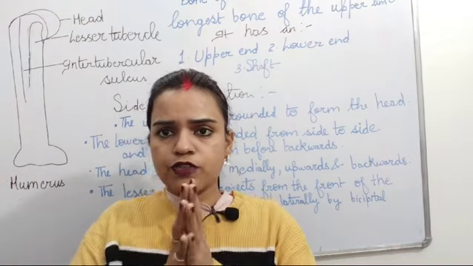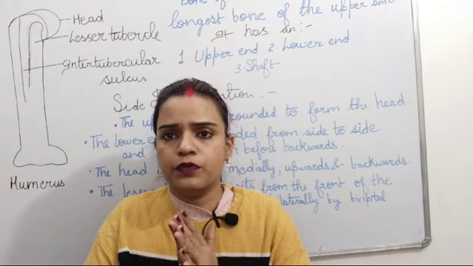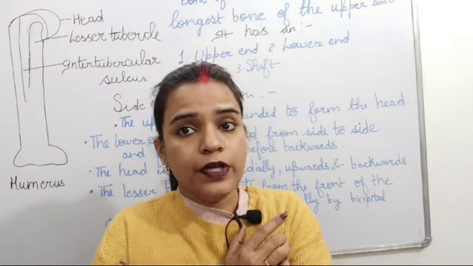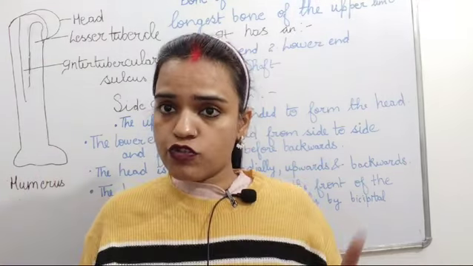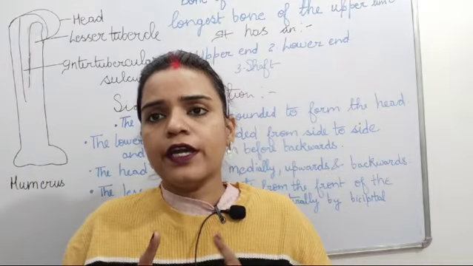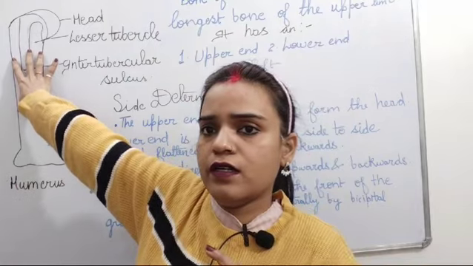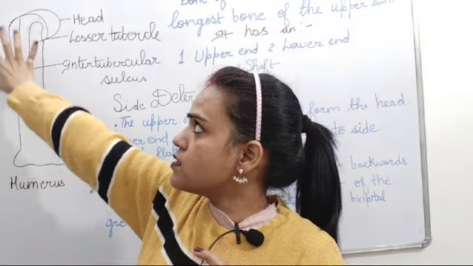So today we are going to study about the humerus bone. Okay, so humerus bone is also called the arm bone. It is the longest bone of the body. Okay, it consists of three main parts. If you see, this is the humerus.